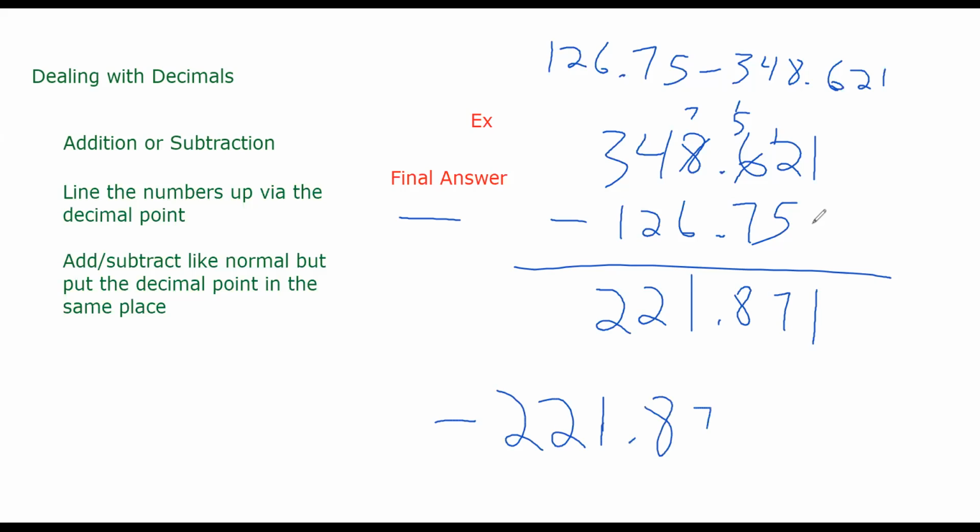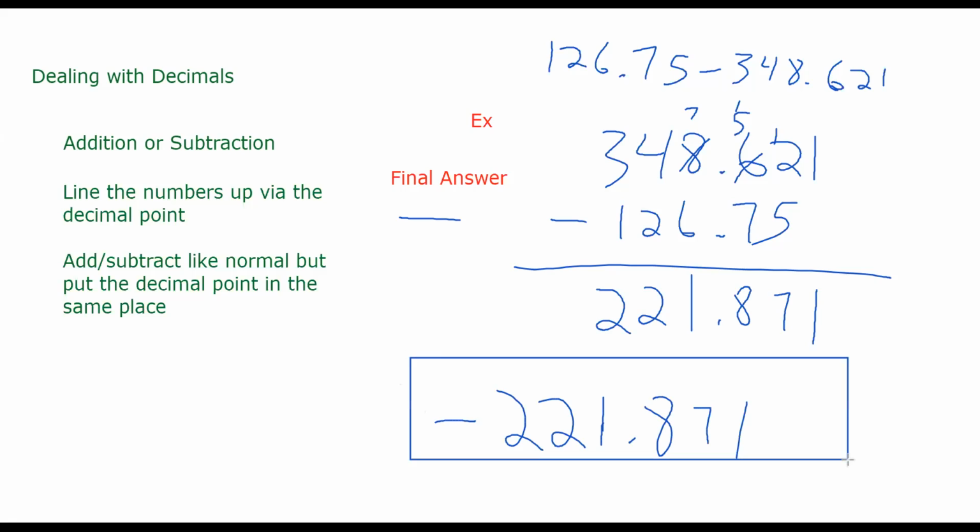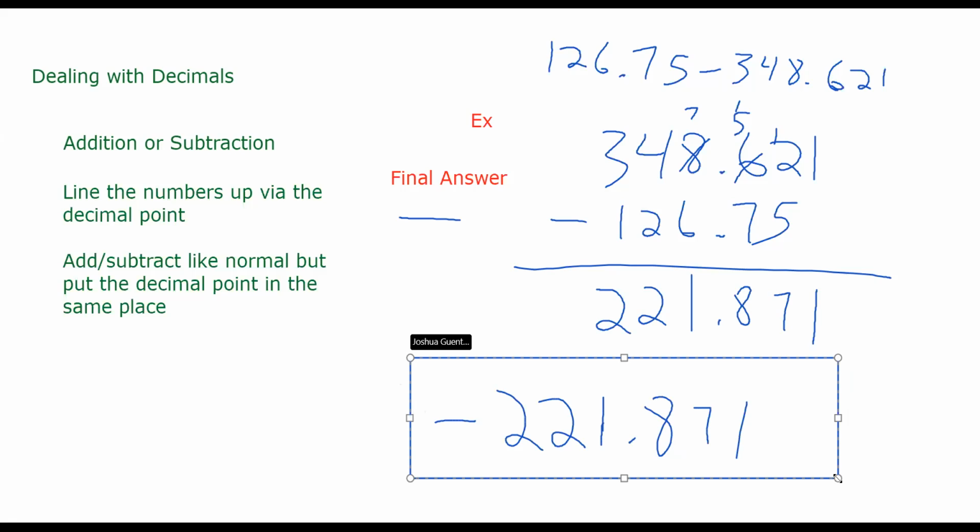So just because you're dealing with decimal numbers, all of our rules for addition and subtraction don't go out the window. They're still there. So we are comfortable with addition and subtraction. You kind of just do old school addition and subtraction. And that's how it's going to work when we're dealing with decimals.